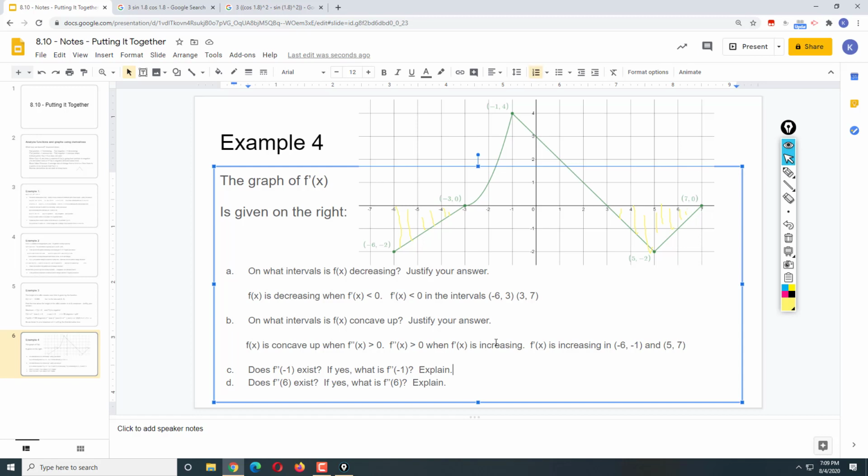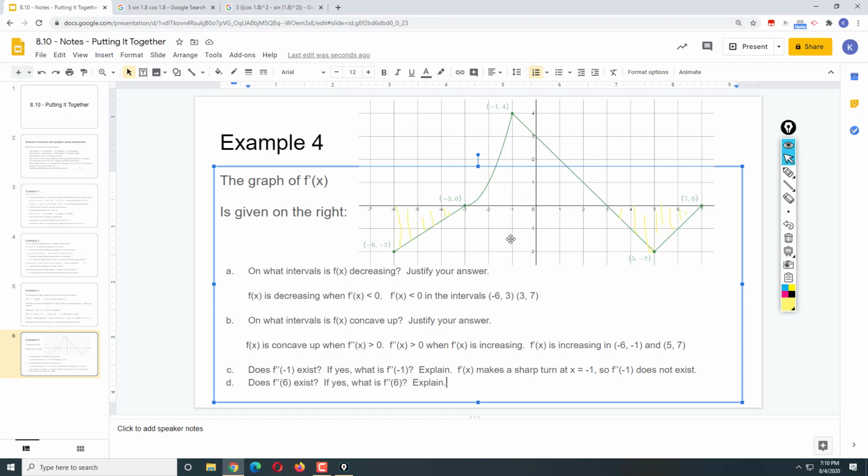C, does the second derivative at -1 exist? Well, the first derivative at -1 makes a sharp turn. So f prime of x makes a sharp turn at x equals -1. So the derivative of f prime of x does not exist. So the second derivative at x equals -1 does not exist. We can't calculate the slope of our line right here. It's making a sharp turn.